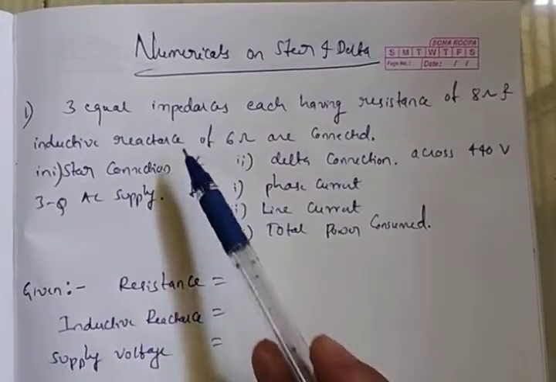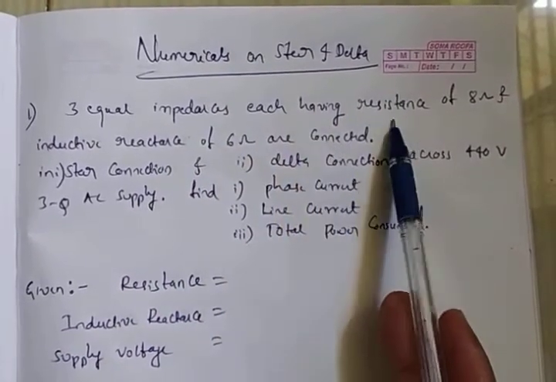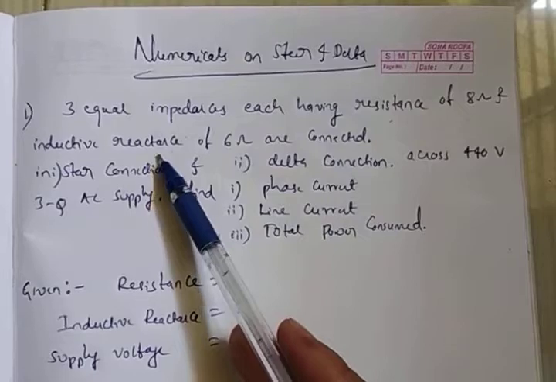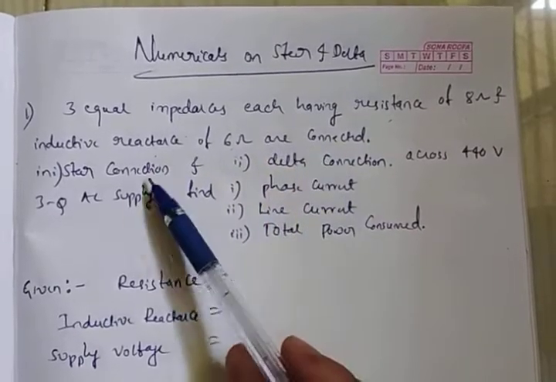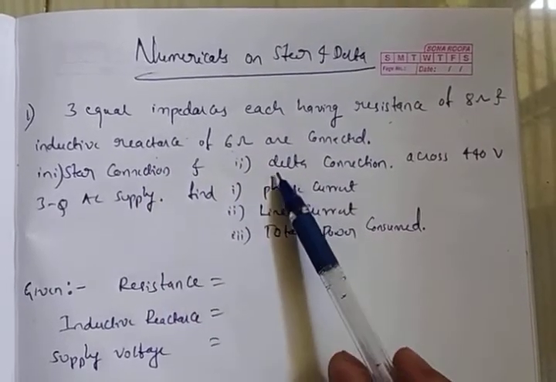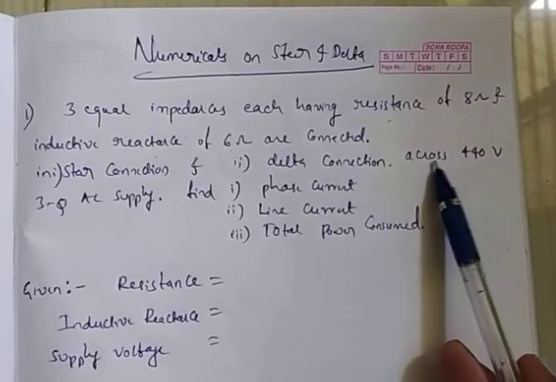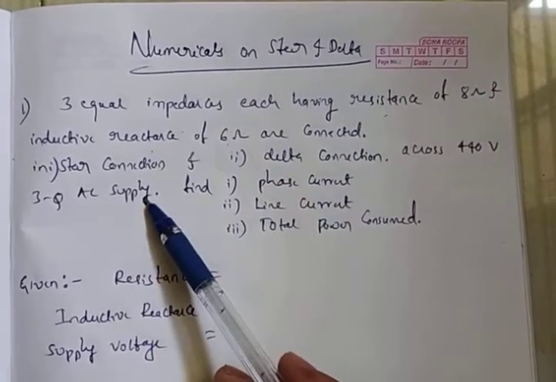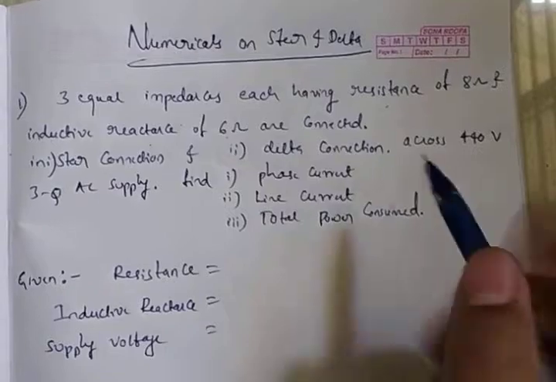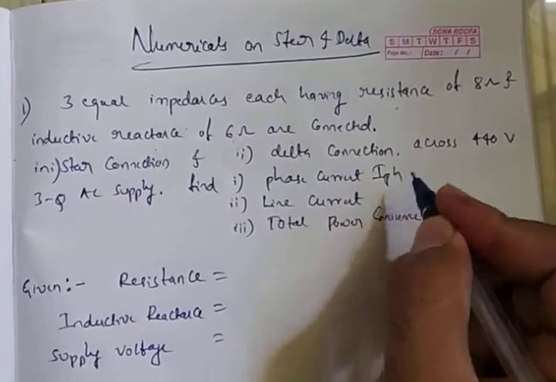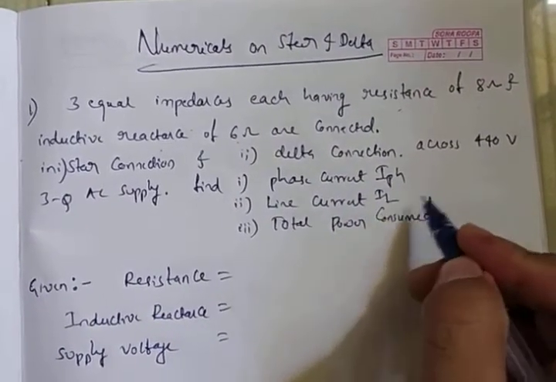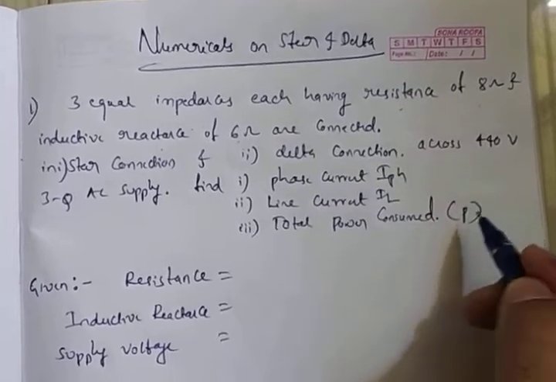See the question. Three equal impedances, each having resistance of 8 ohm and inductive reactance of 6 ohm, are connected in star connection and in the second case delta connection, across a 440 volt 3 phase AC supply. Calculate phase current, that is IPH, line current, that is IL, and total power, that is P.